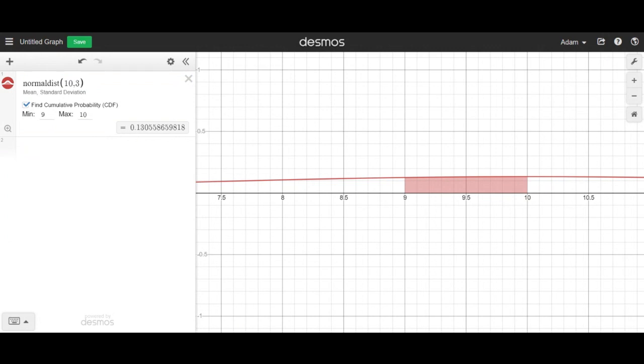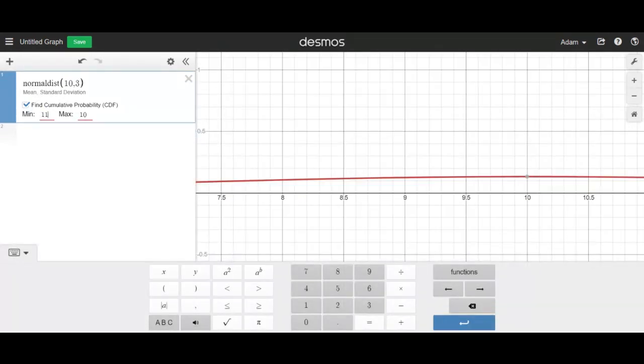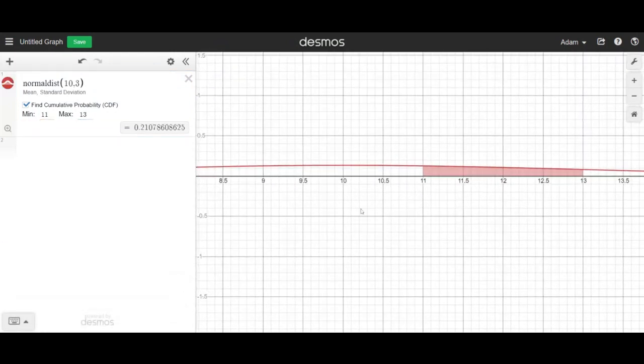On the slide, the second question is between 11 and 13. So let's do 11 and 13. It does the calculation for us. We can see the graph also. This is what we get between 11 and 13. And so in this case, we get approximately 21.079%. Okay. Good. So let's keep going.